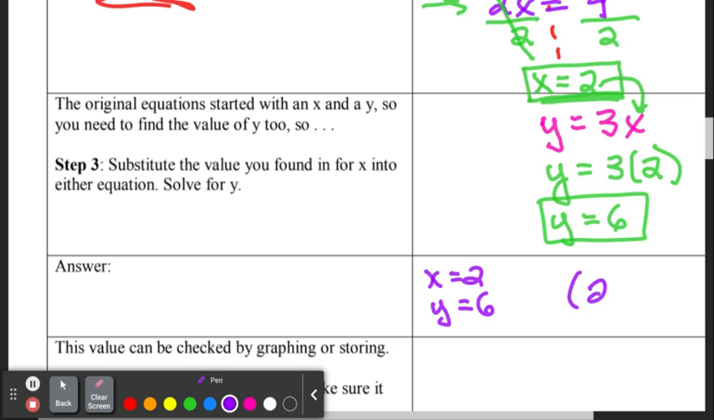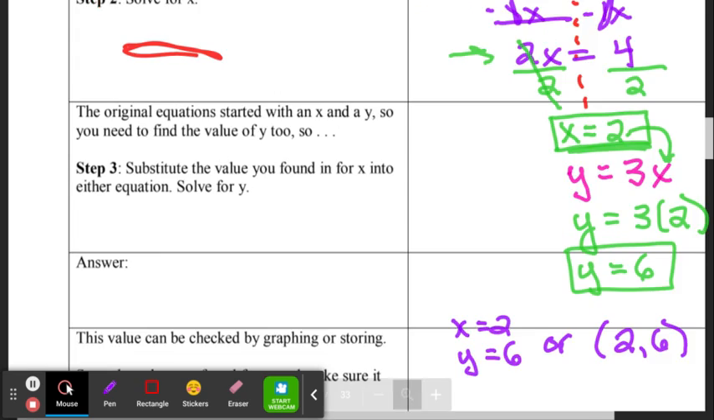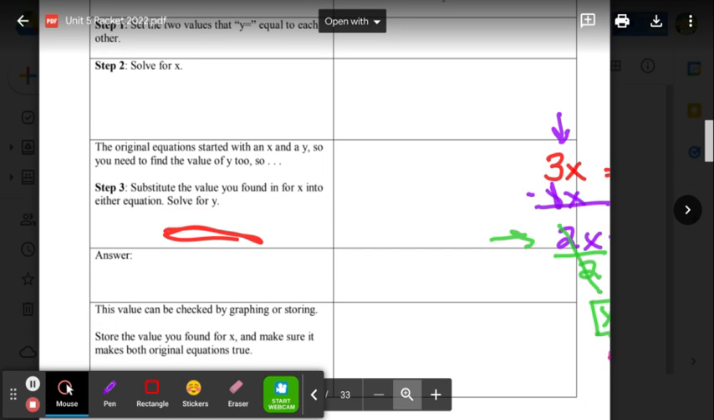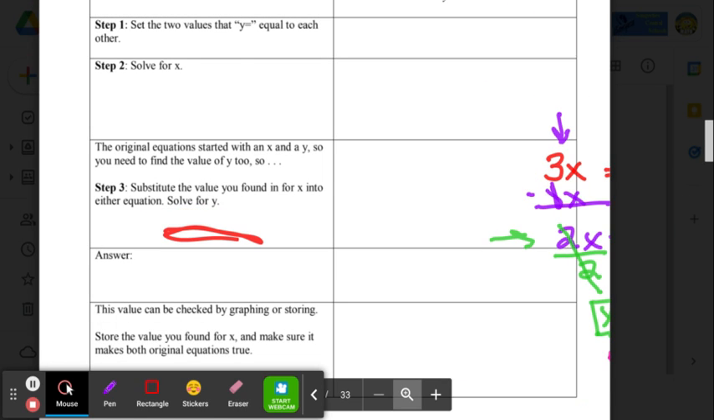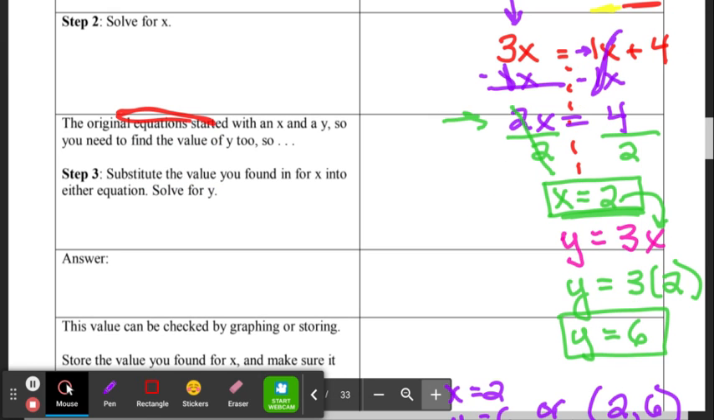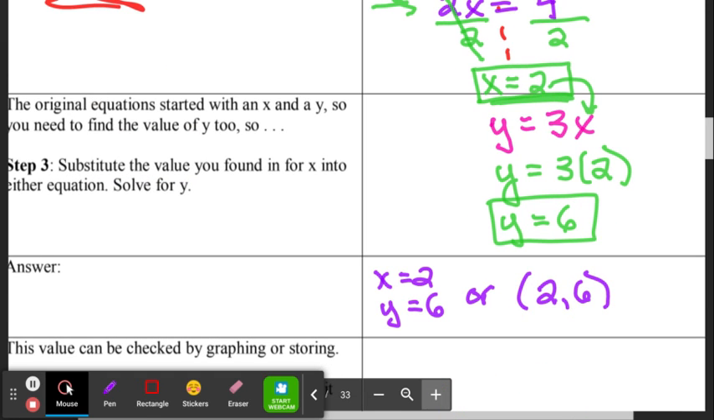The point 2, 6. So either one of these is fine. So what I would do, since you're in class and you have your graphing calculators, put the original problem in. Put that in, check, and see if your answers match.